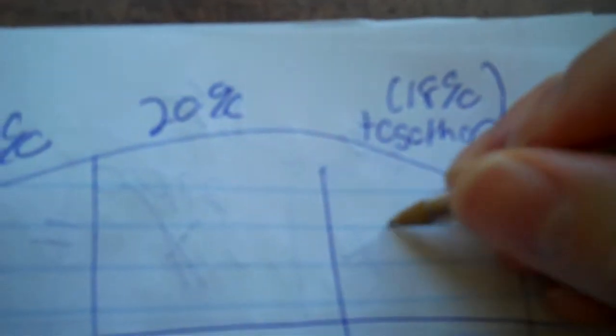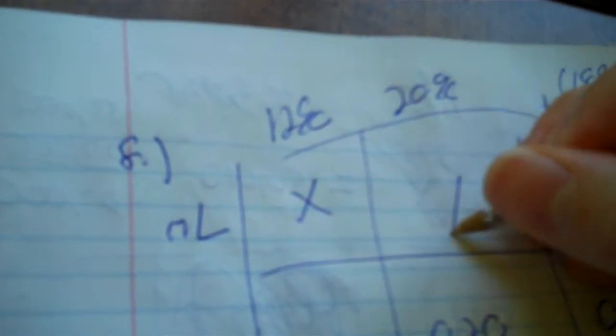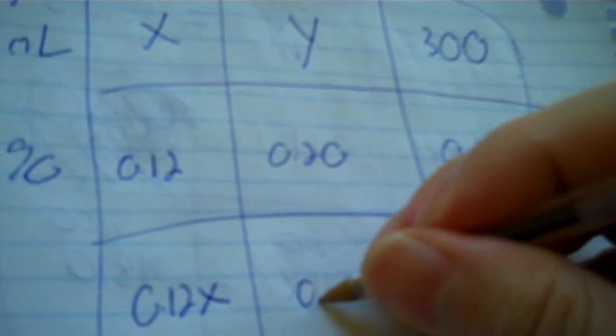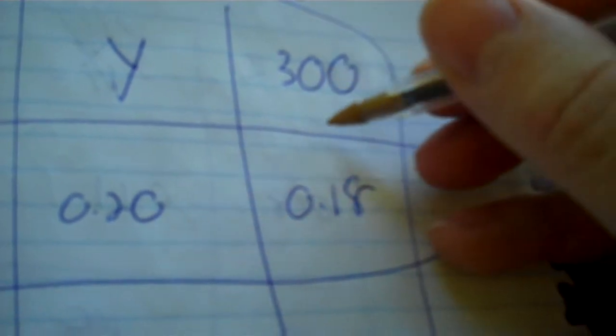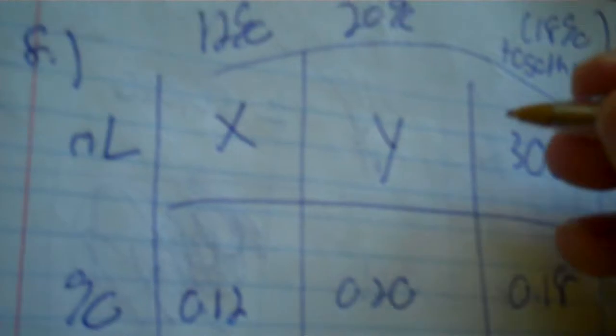Okay, so the milliliters together. Well, the only milliliters I have is 300, and that's what the 18% says it is. It needs 300 milliliters of an 18%, so that would be together. And then X and Y. So that's going to be 0.12X, 0.20Y, and then times these two. To figure out what goes there, you need to multiply them. Just like you did here. This times this, this times this, this times this. So 300 times 0.18 is 54. And you have your two equations, the system.